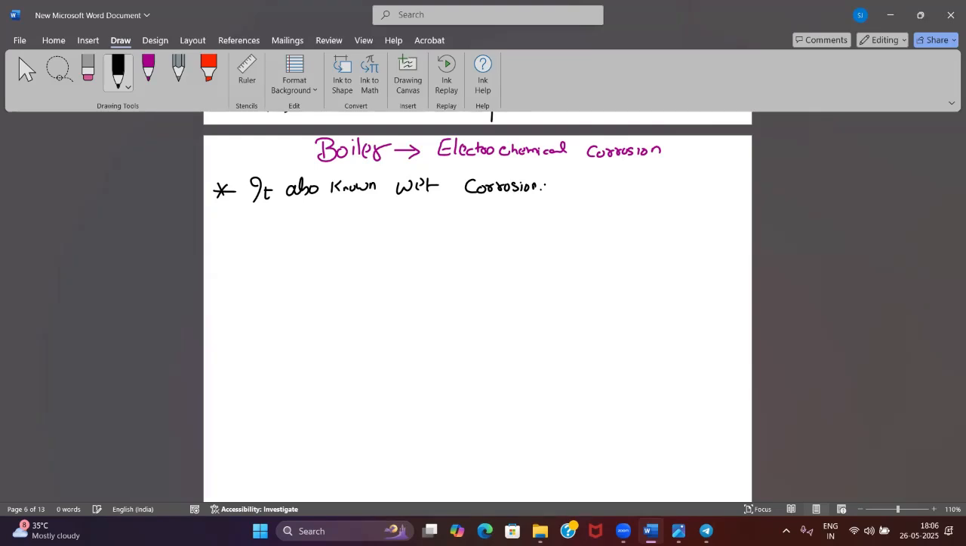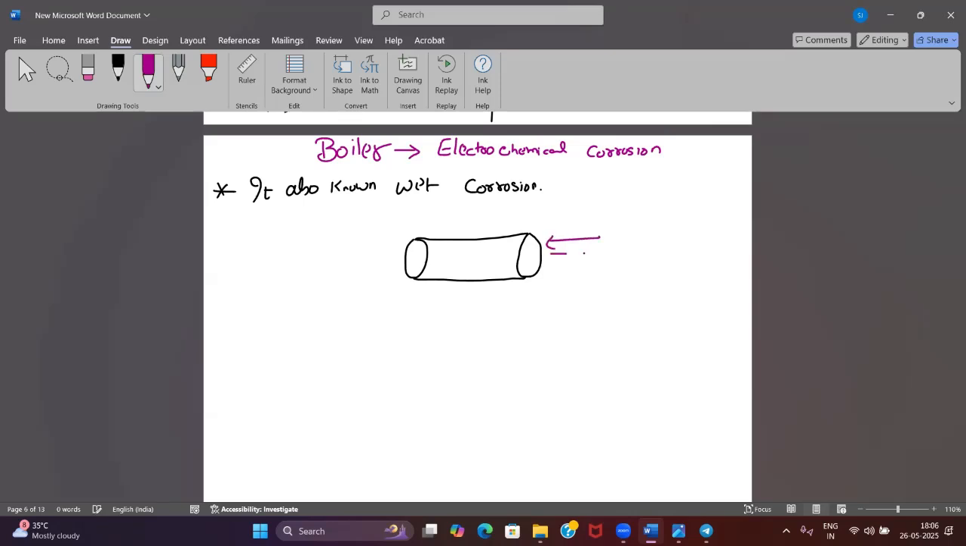Okay, so you have to understand. Suppose I have a pipe. In a boiler we have pipes, boiler tubes. For example, this is a water tube. So what goes inside the water tube? Smoke, sir, or water?